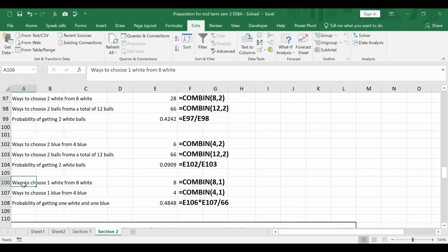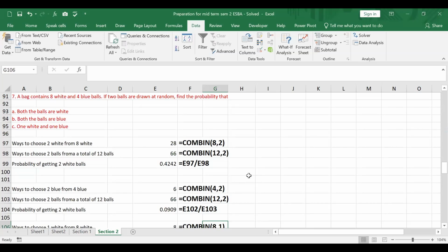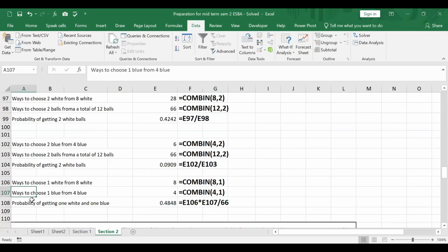The third question is one white and one blue. Choose one white from 8, combine 8, 1. There are 8 whites and I'm choosing one of them. Choose one ball from 4, combine 4, 1. Now we want both of them to occur together, one white and one blue. So multiply. You multiply the 8 into 4 divided by 66. 8 into 4 by 66.